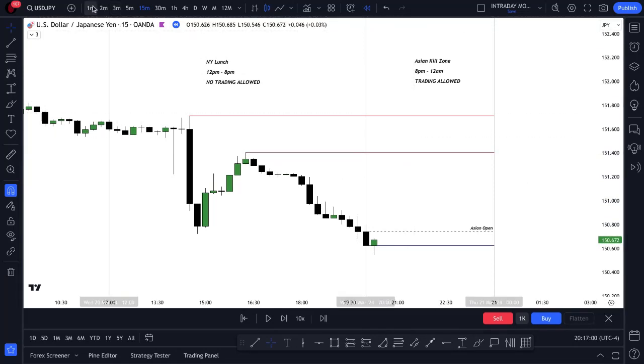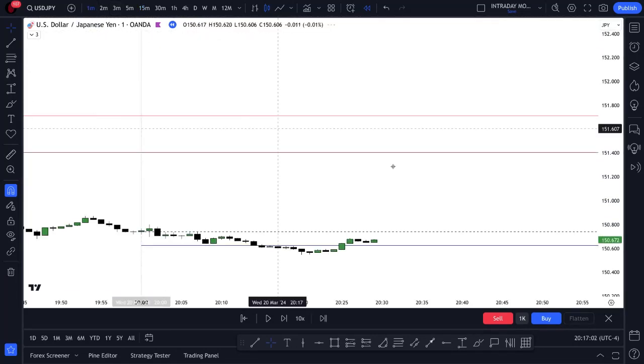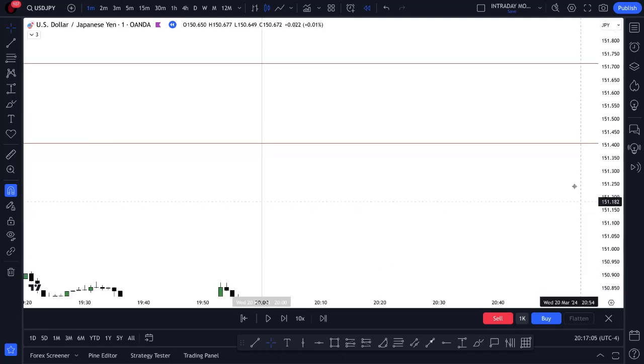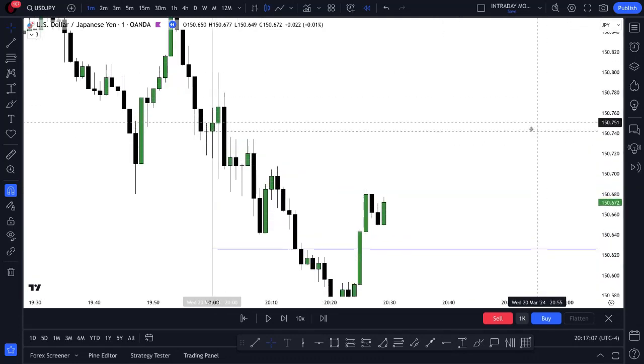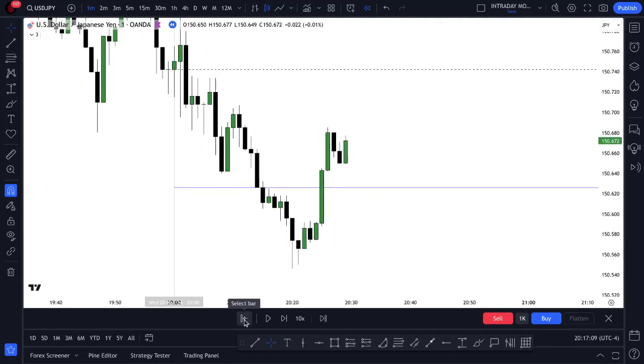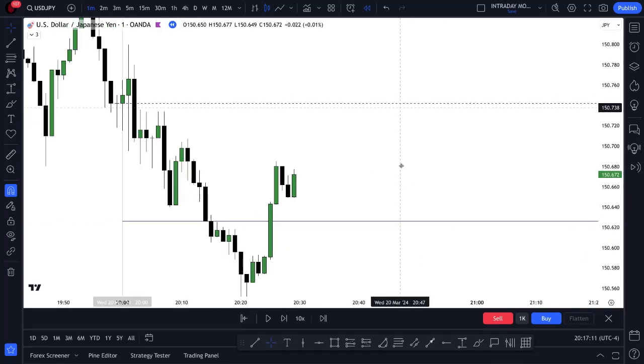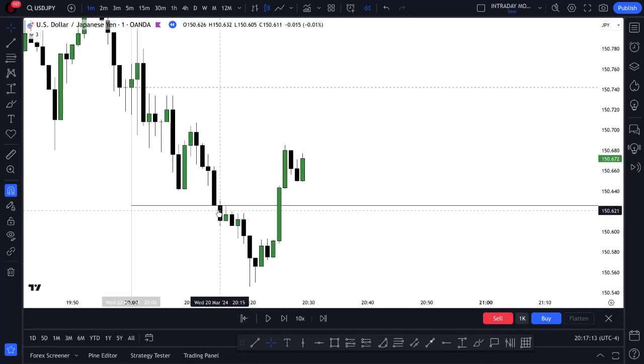Let's go on the 1 minute. So we go down to the 1 minute time frame. And what we're looking for is an entry technique that forms below 8 p.m.'s opening price, discount, after taking out that sell side liquidity. As you can see, it's right here.